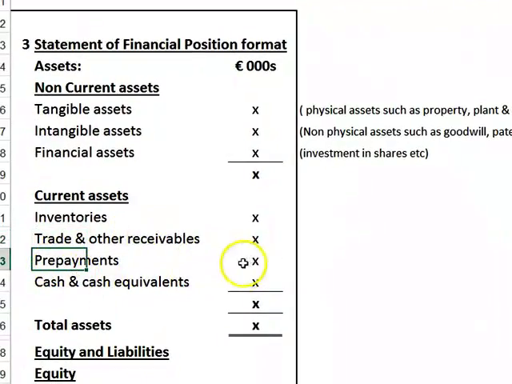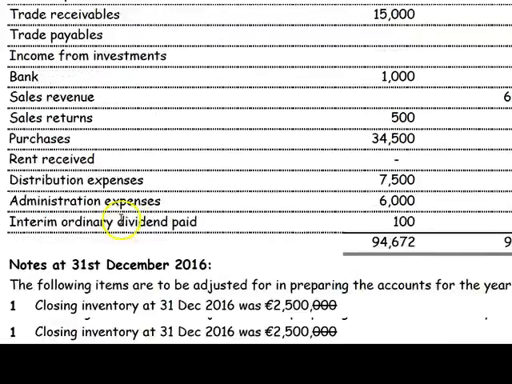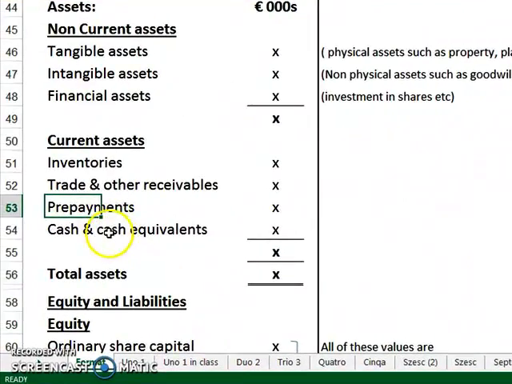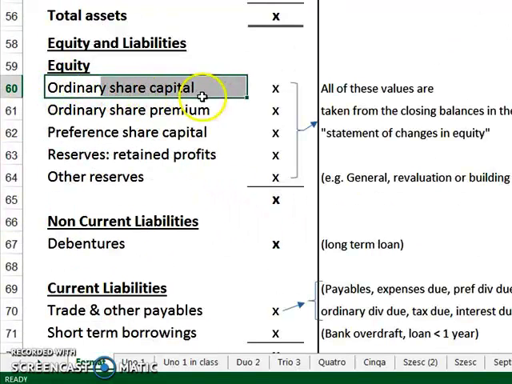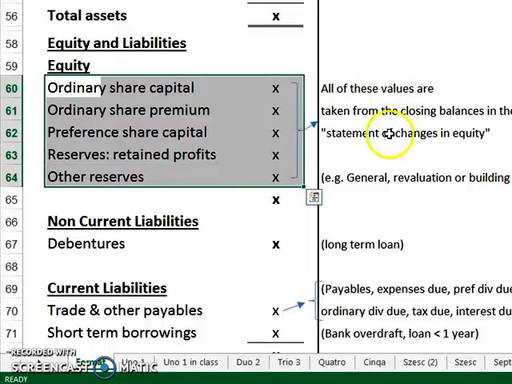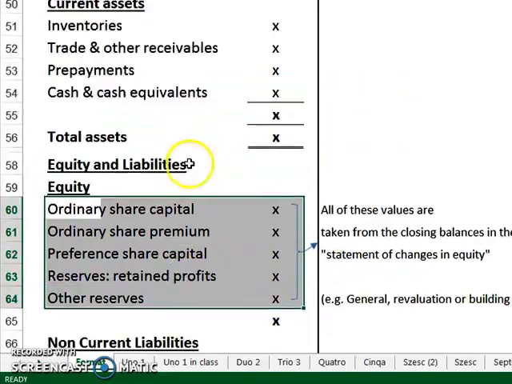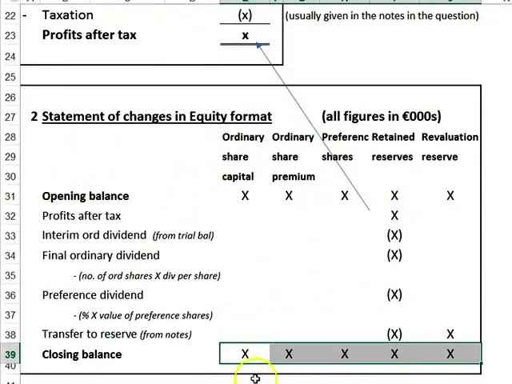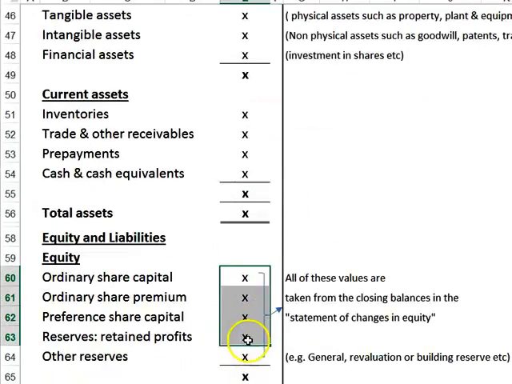And your prepayments will be in the notes to a question. There are none in this question, but it might say administration or distribution expenses prepaid, and if there were, that's where you'd pick up prepayments. And cash equivalents will be in the trial balance, so you're looking for things like bank or cash there. Equity, you just pick these values from the bottom of the statement of changes in equity. So here, the values we got here just get carried down here.